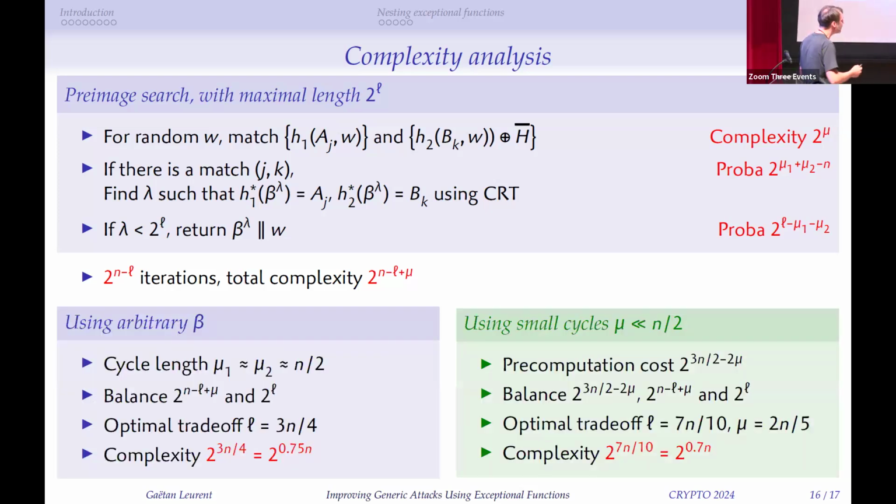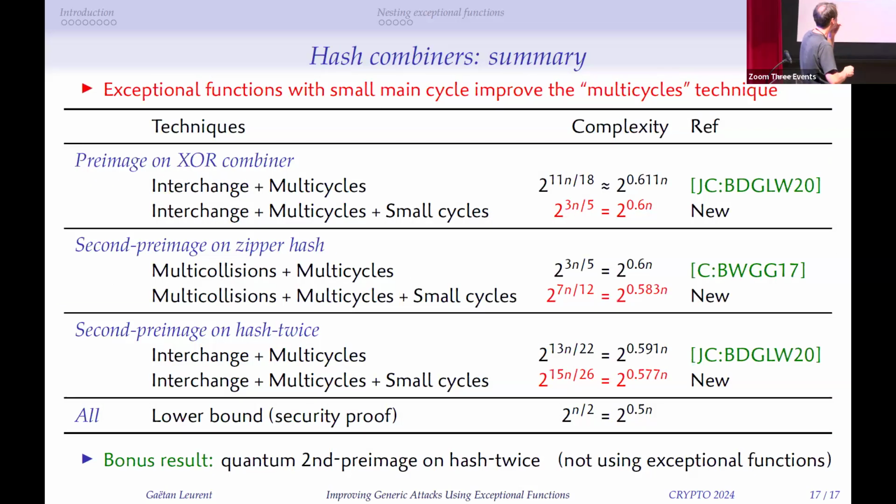I will not go through the details, but if you do the security analysis, you see that if you start with an arbitrary beta, which was the previous state of the art, you end up with an attack with complexity 2 to the 3n/4. But if you spend some time to optimize the choice of beta such that the cycles are smaller than expected, so using this exceptional function property, then you end up with a better trade-off, and the complexity goes down to 2 to the 7n/10, which is slightly smaller. So this shows that the use of exceptional functions improves this multi-cycle technique.